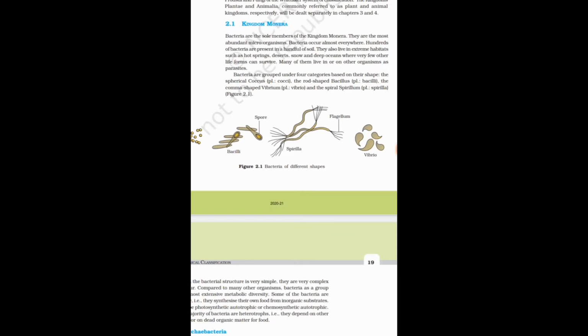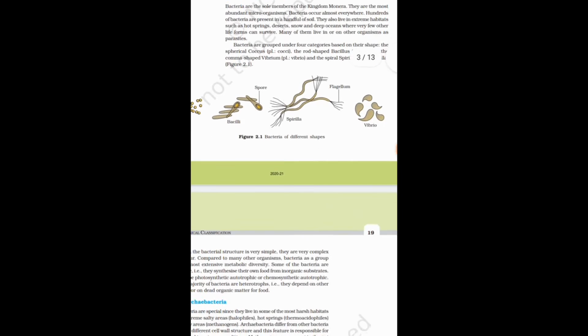Bacteria are grouped into 4 categories based on their shape: the spherical coccus, plural cocci; the rod-shaped bacillus, plural bacilli; the comma-shaped vibrio, plural vibrios; and the spirillum, plural spirilla. Figure 2.1. Bacteria of different shapes.